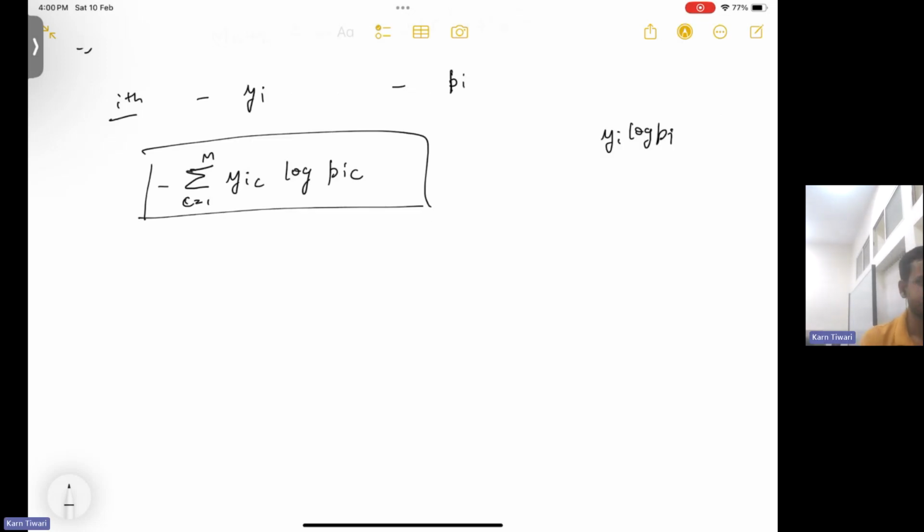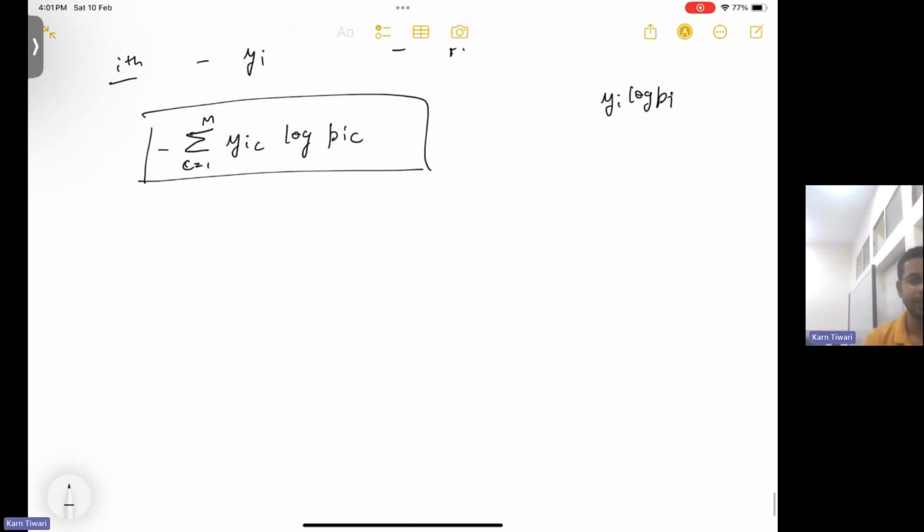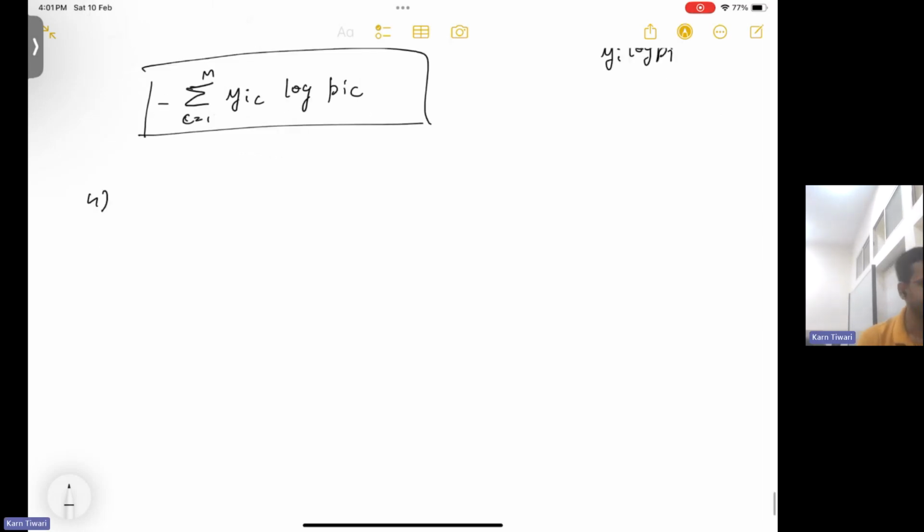So what does it mean? I have m classes. Yic is just denoting the correct class, so it will be one for one of them and zero for all other classes. And pic is denoting its predicted probability. So I guess three questions we are done.